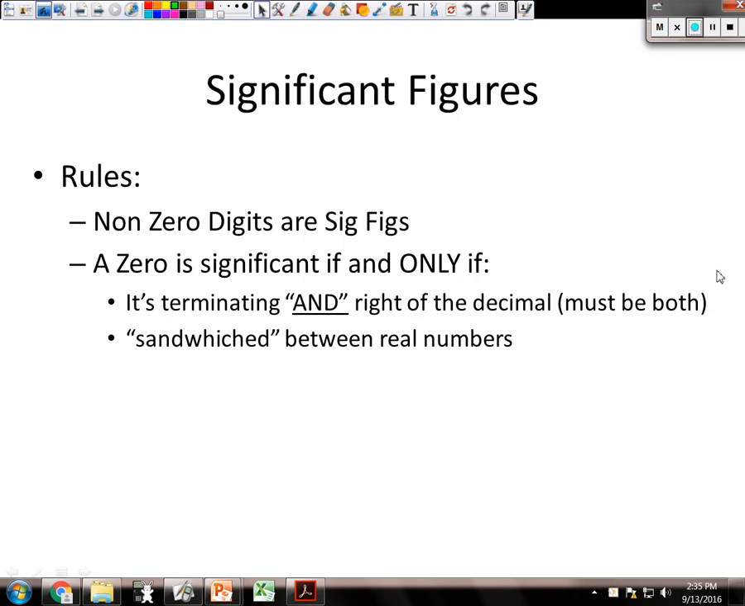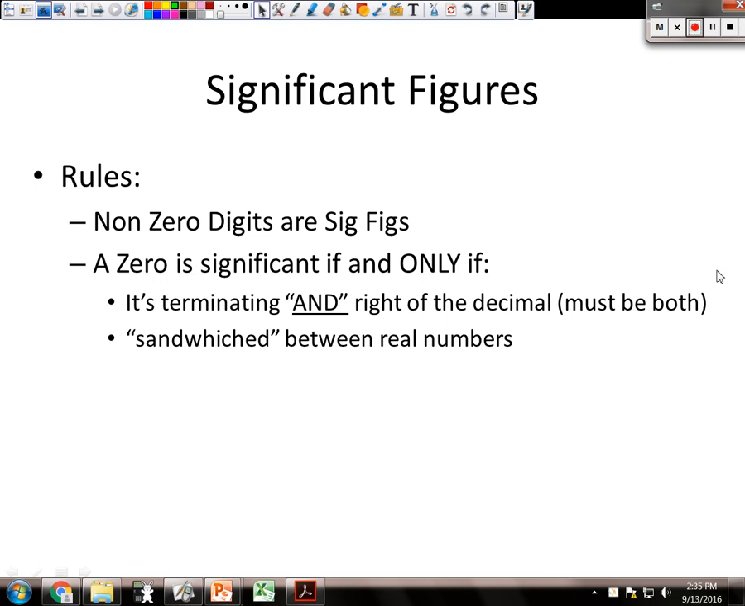Okay, so yesterday you guys wrote these rules down. So today I'm going to go back and talk about why these things are important. So, significant figures. There's a set of rules for what significant figures are, and then there's rules for calculations. We're going to do calculations tomorrow. Okay, so today we just need to be able to identify what significant figures are.